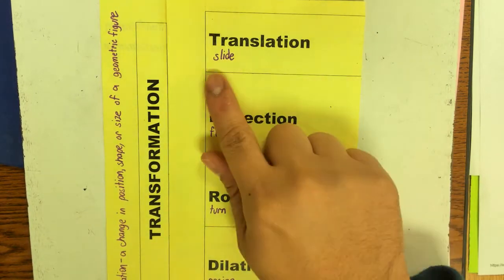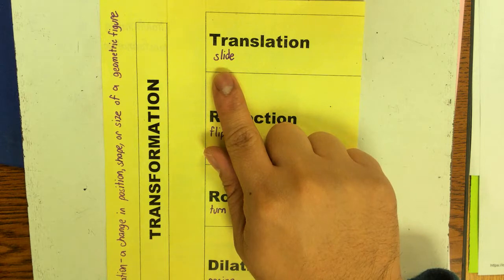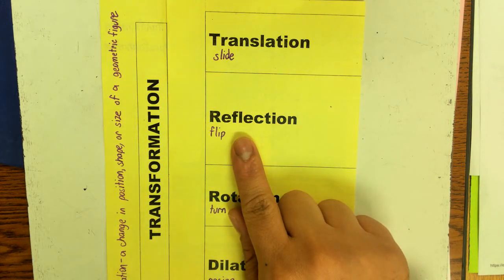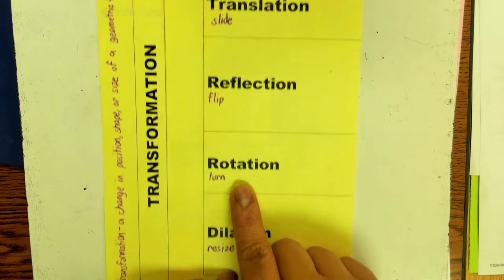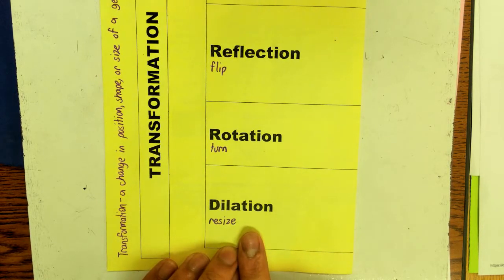Translation, which is when we slide the shape over. Reflection, when we flip. Rotation, when we turn around. And dilation, when we change the size, resize. We make it bigger or smaller.